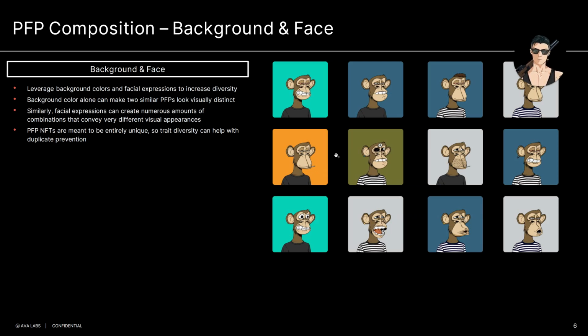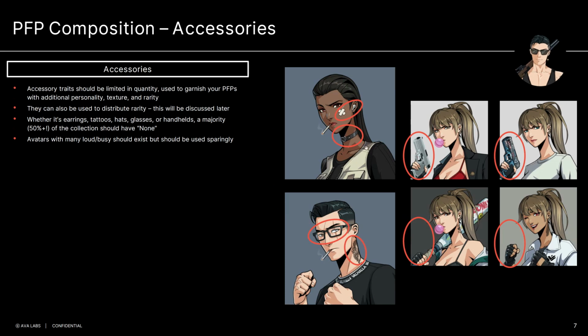They're not a lot of pixels. So, drawing them isn't nearly as complex as it would be to draw 100 different hairstyles, for example. So just by leveraging these small traits, you tweak the facial expression a little bit, you tweak the background color, and boom, you have an entirely new, distinct PFP.